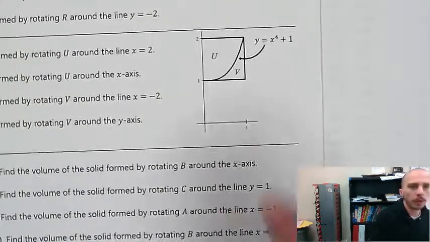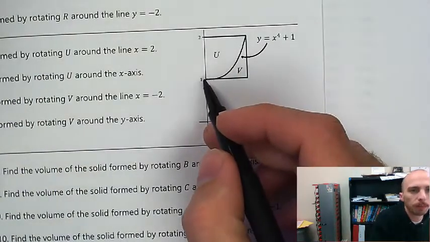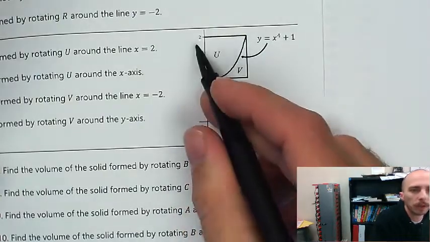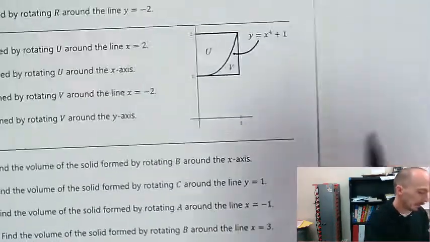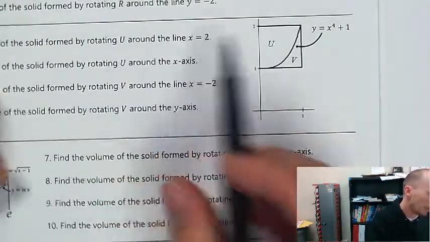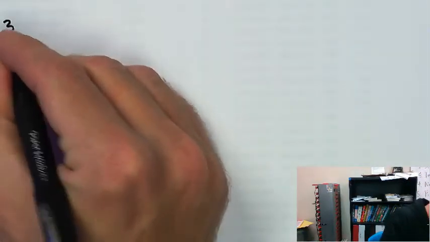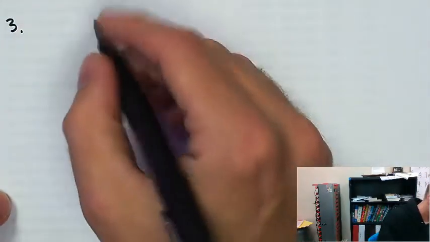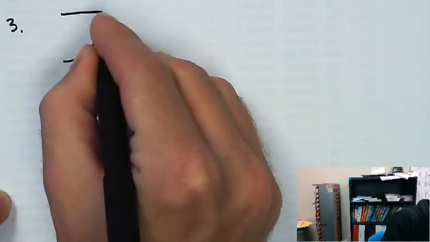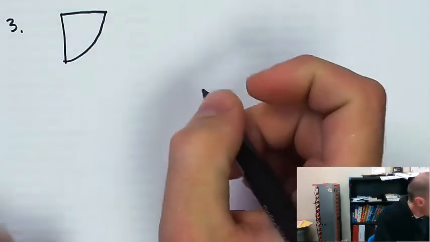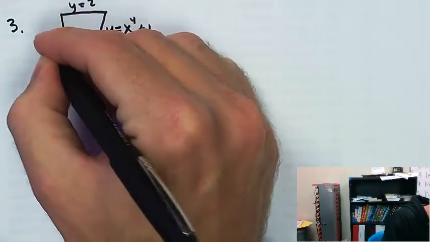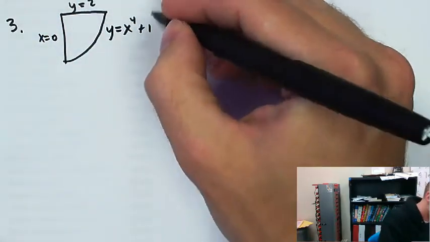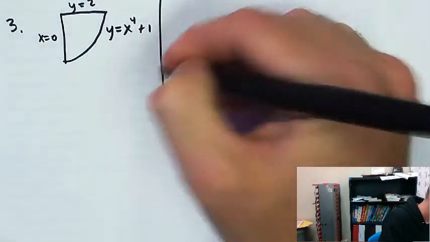Now we're going to take this U and V region. U and V are both bounded by y equals x to the 4 plus 1, the y-axis, y equals 1, and x equals 1. First we're going to start by rotating U around x equals 2. So I'm going to make a sketch of U, and I might label a little bit: y equals 2, and this is x equals 0. Then I've got x equals 2, which is maybe going to be right there.